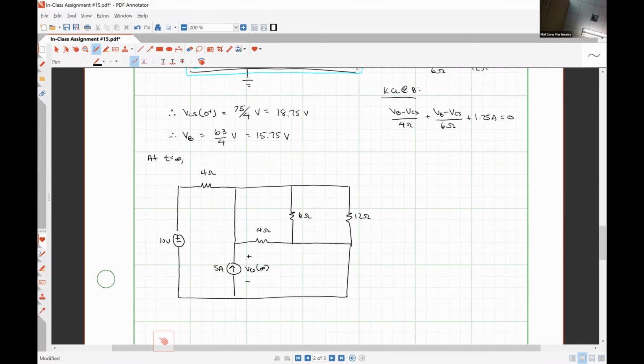So at t is equal to infinity, that's a long time after the switch has closed, so it should still be a short circuit. And we are also at DC steady state, which means we've replaced our equivalent inductance with its DC equivalent, which is a short circuit. So I feel pretty strongly that I've done this correctly. So how might I go about solving for that unknown voltage VCS at infinity that I'm looking for?